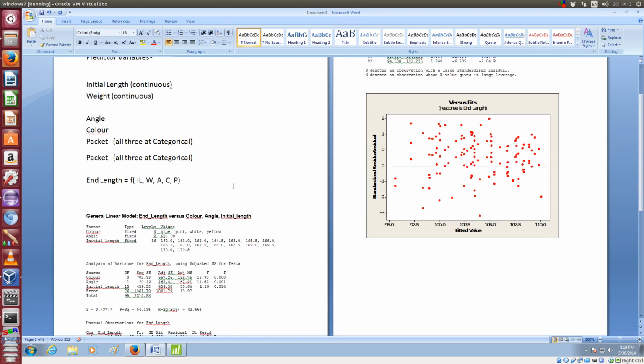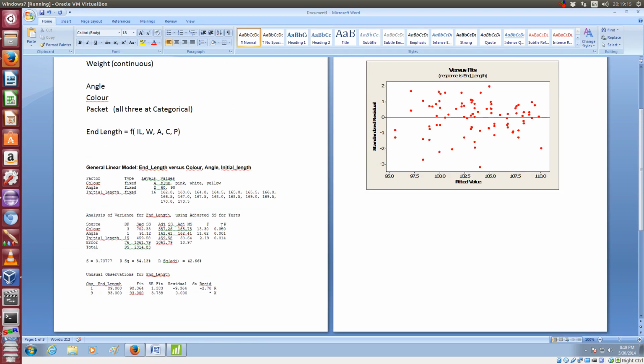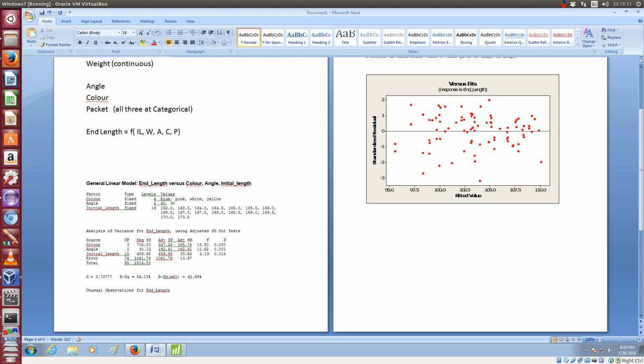All right. So in this situation, we see that we've got three p-values. Now these three p-values all refer to the three different types of analysis that has been performed. So we've got end length versus color, end length versus angle, end length versus initial length. So we're trying to analyze if each of those have an impact upon the response variable with it, which is H0. So as a situation, this would be something that you would do normally.